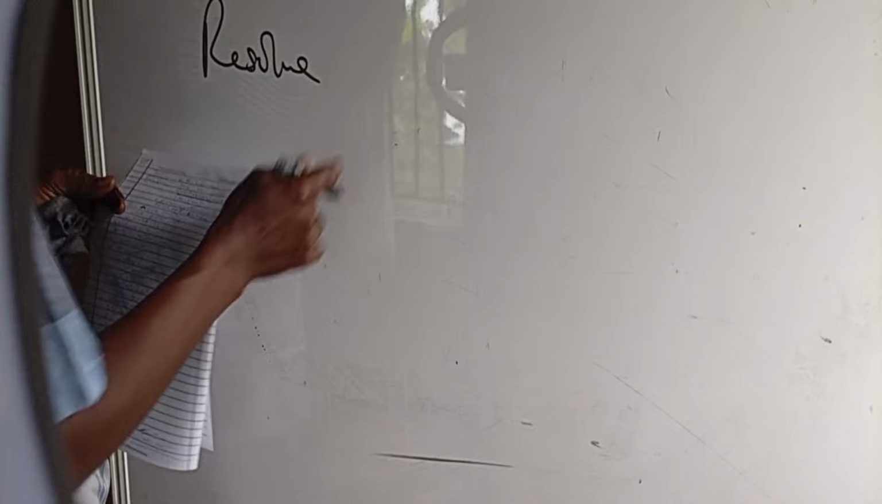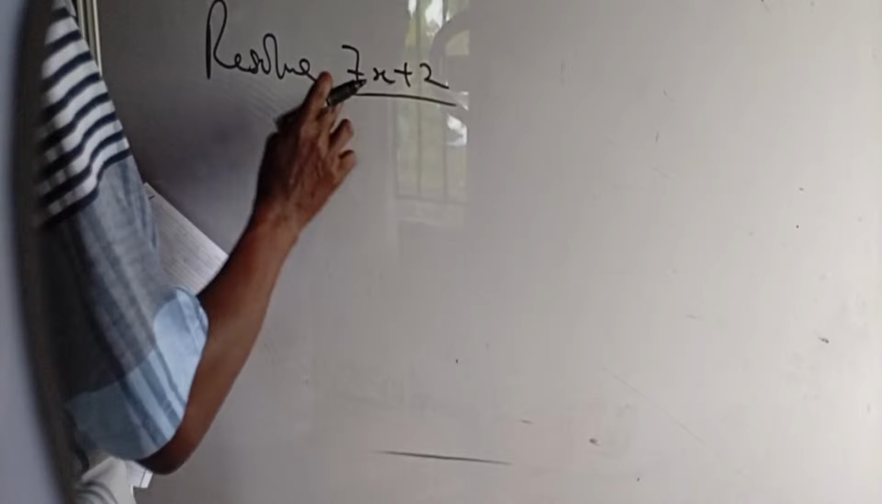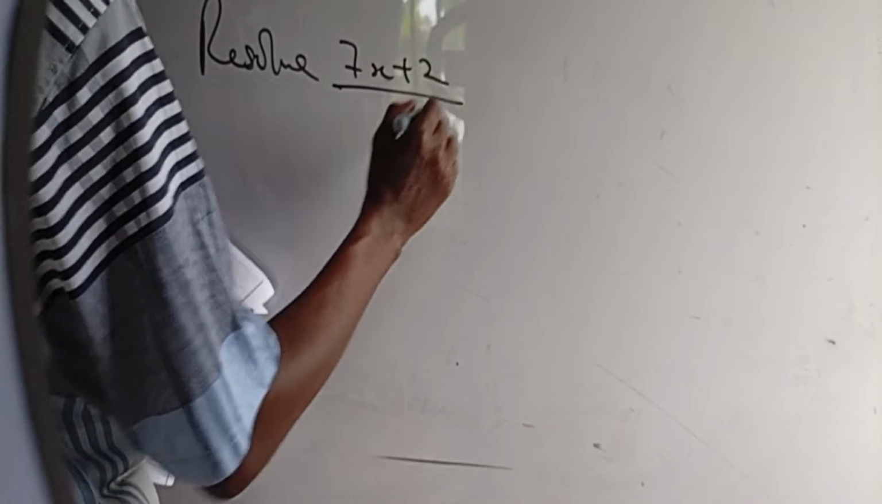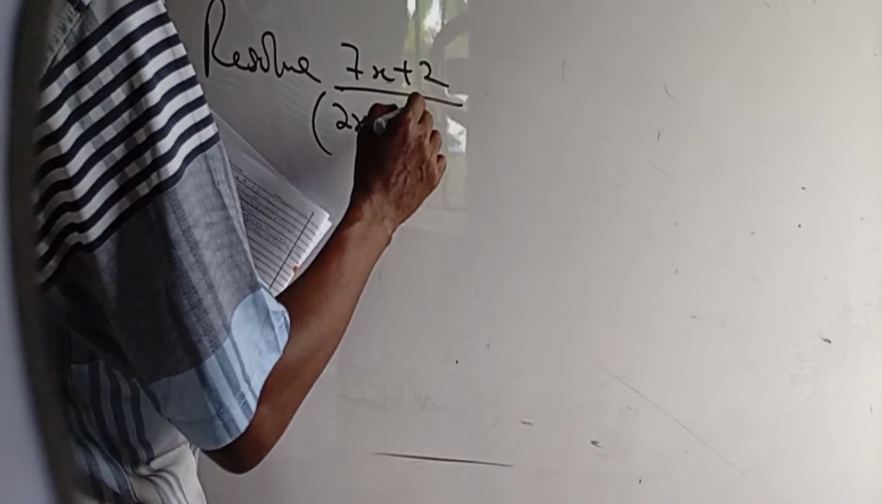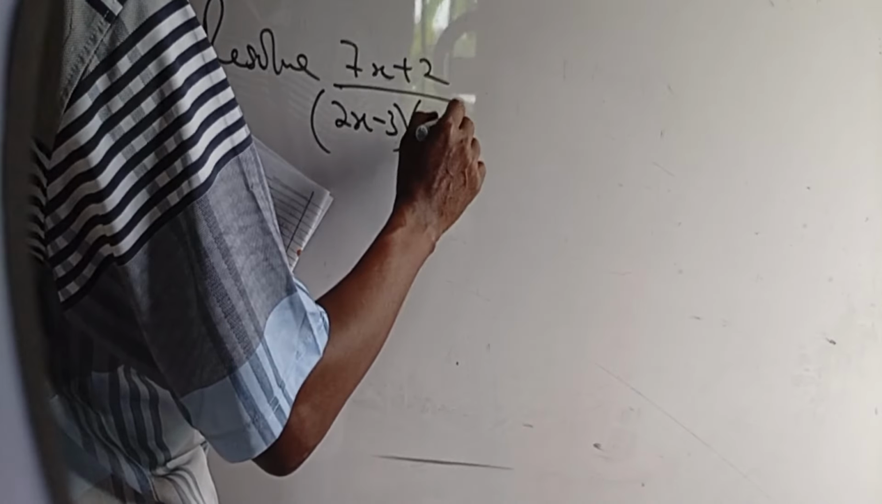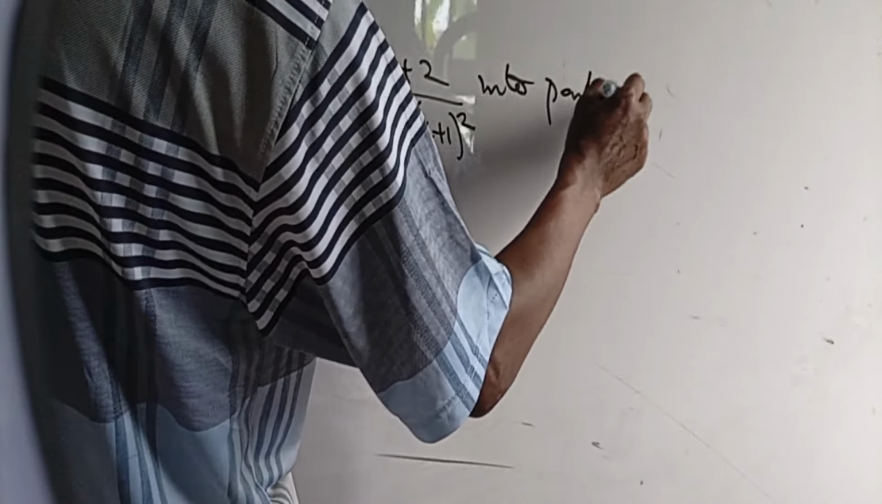Question number 4. All right, let's attempt question number 4. This is another question. Resolve 7x plus 2 all over 2x minus 3 into x plus 1 all squared into partial fraction.